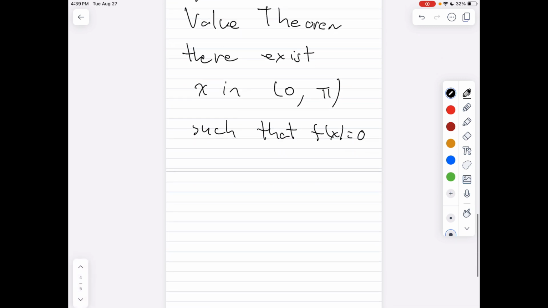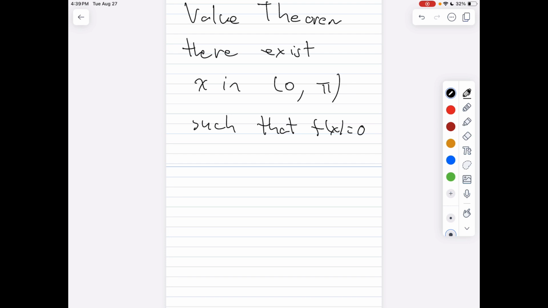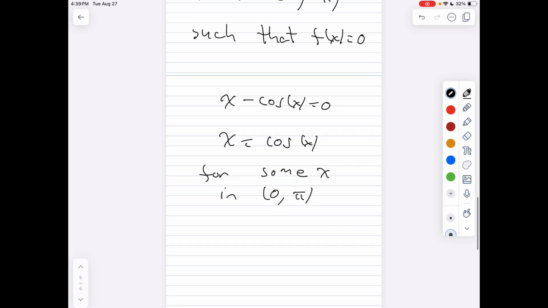Okay, and then by the intermediate value theorem, f of x equals 0, which means that x minus cosine of x equals 0, which implies that x equals cosine of x for some x in 0 pi. Or if you prefer set notation, that's how we say it in so many words. This little symbol that looks like a knee stands for the word in, the symbol for in.